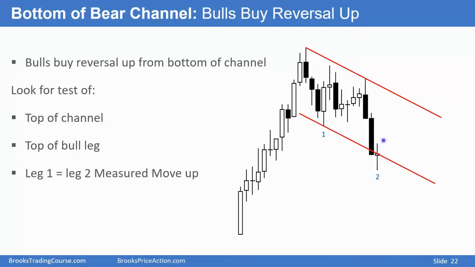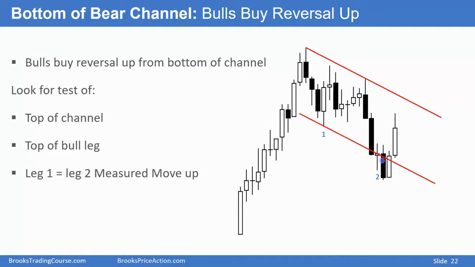Bulls look to buy a reversal up at the bottom of the channel. Therefore, they will place a buy stop to buy just above the high of this bar, because that would be a reversal up from the bottom of the channel. And they hope that will get some kind of a second leg up. Maybe leg 1, pullback, leg 2. Maybe simply a test of the top of this sell climax. Maybe a test of this high, maybe a test of that high. In any case, there's enough room up there for at least a scalp, and bulls will buy above the high of this bar.